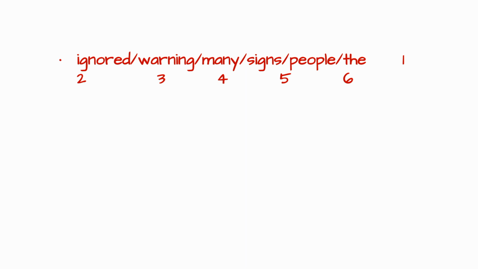Yes, this is 351624. What is 3? The sentence is beginning in 3. 1, 2, 3. Many people. 5 people. Many people ignored. What they ignored? Ignored the warning. Many people ignored the warning signs.